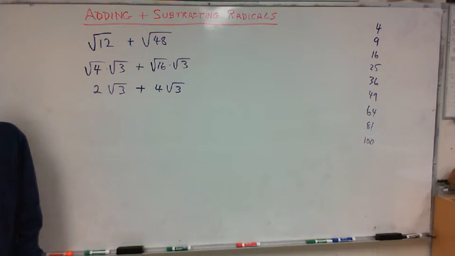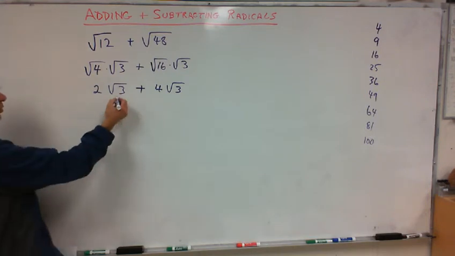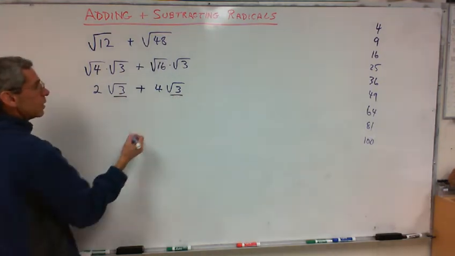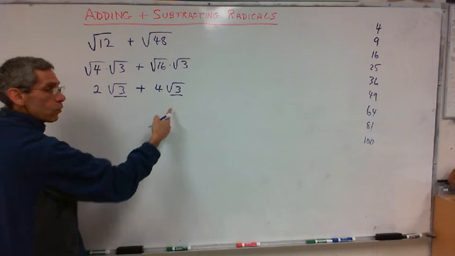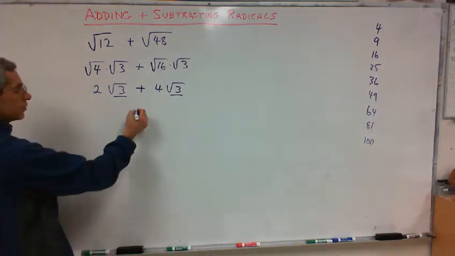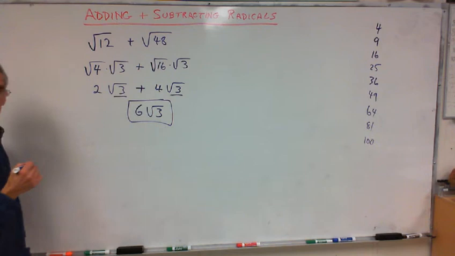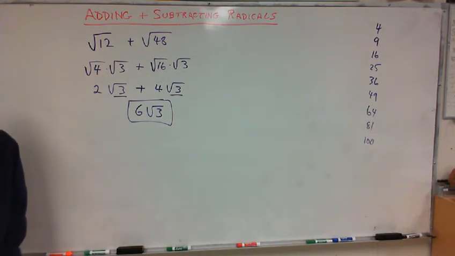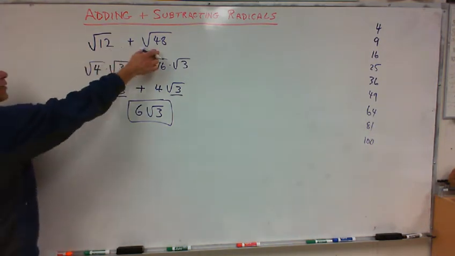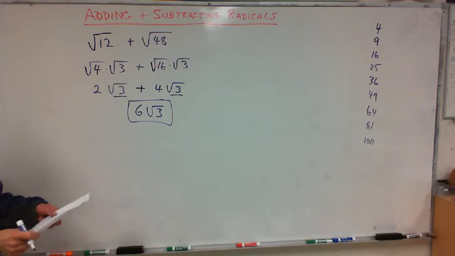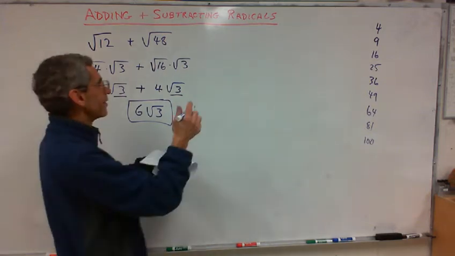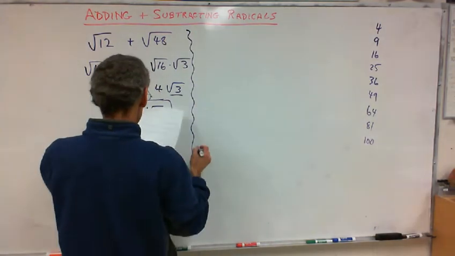Do I have like terms now? Yes. Yes, look, square root of 3, square root of 3. I have 2 of them, I add 4 more to them, how many do I have? 6. I have 6 square root of 3s. And that's my answer. Right? So it makes sense? It's just a matter of simplifying them first. Okay, we'll try another one.